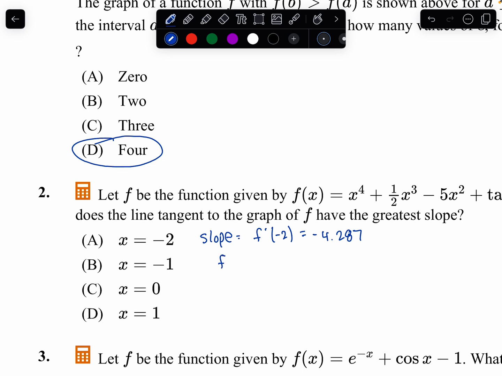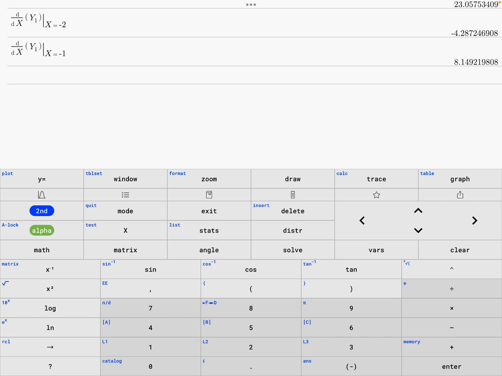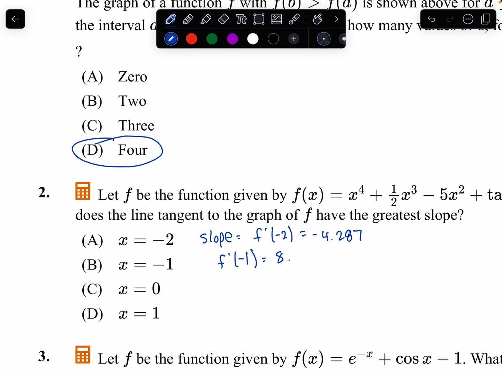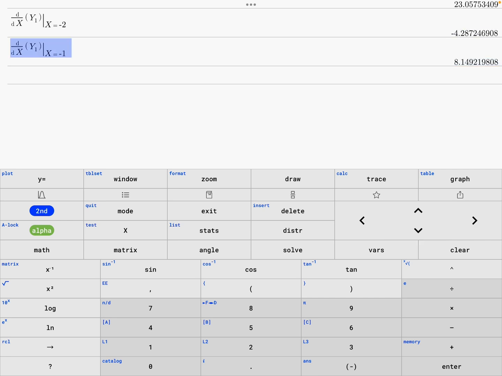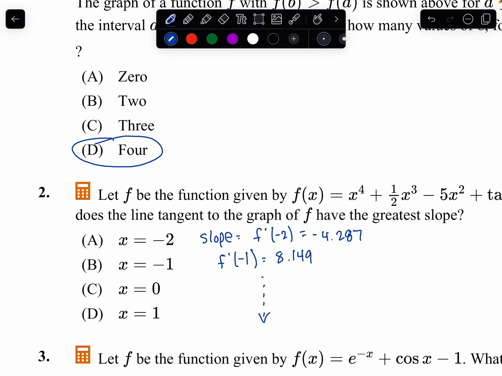So f prime of -1 is going to be equal to, if I go back to my calculator, I'm just going to copy down this line right here. I'm going to change this to be -1. To enter, I get 8.149. So you do the rest of that. Again, just go back here, copy this down. You can do 0. To enter, you get 0.5. Find which one. It's going to be B, by the way.